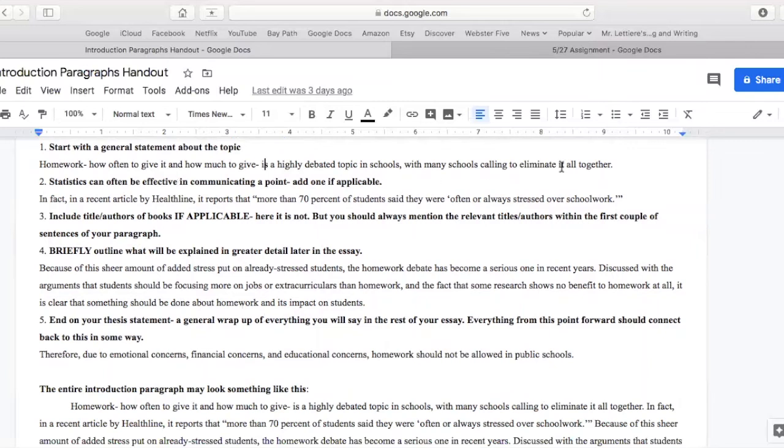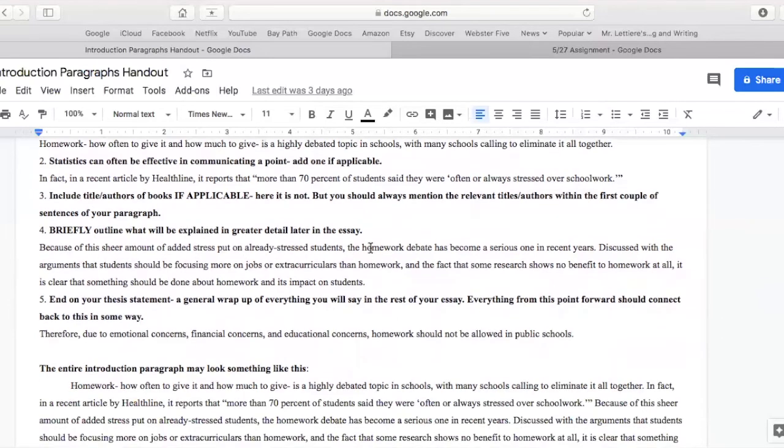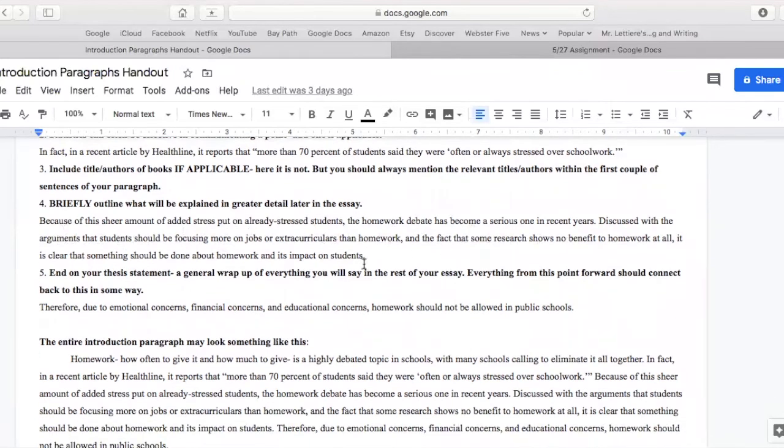So homework is a highly debated topic. Many schools call to eliminate it because of the stress. And then here are our 3 reasons why people are going to call to eliminate it. Because of the sheer amount of added stress on already stressed students, the homework debate has become a serious one in recent years. Discussed with the arguments that students should be focusing more on jobs or extracurriculars than homework, and the fact that some research shows no benefit to homework at all, it is clear that something should be done about homework and its impact on students.